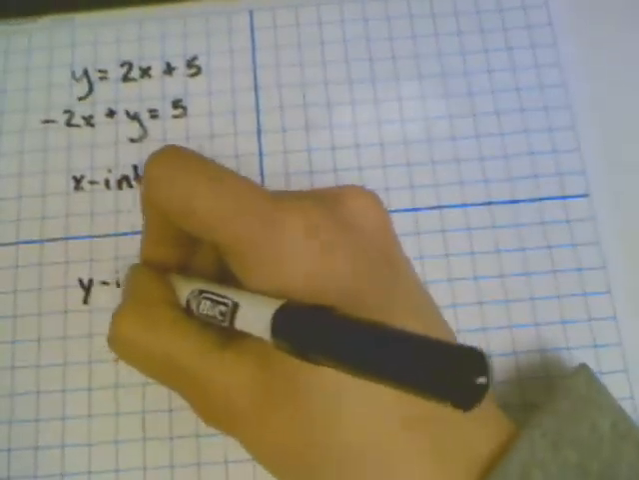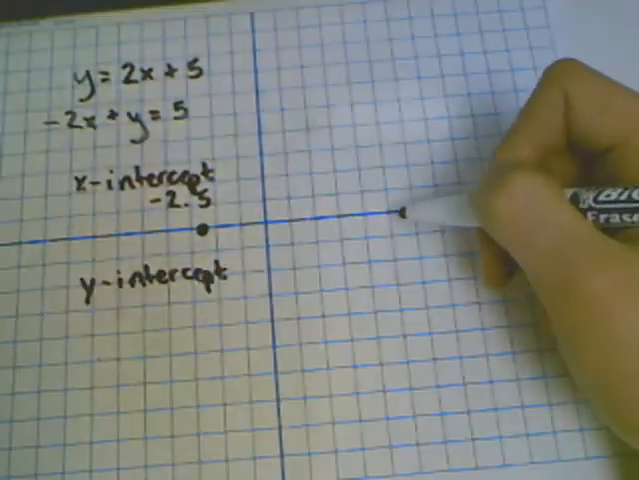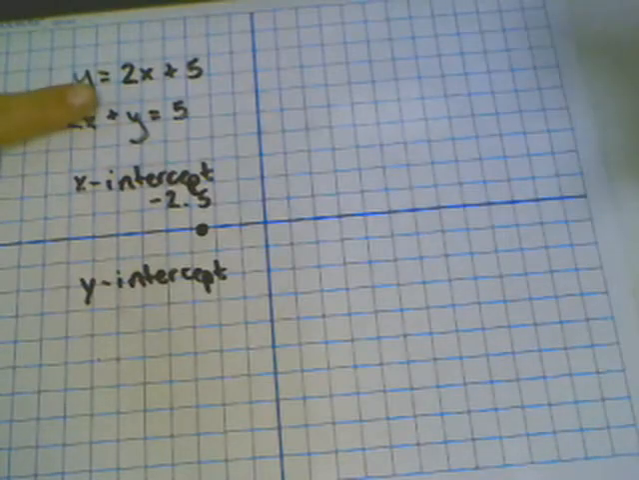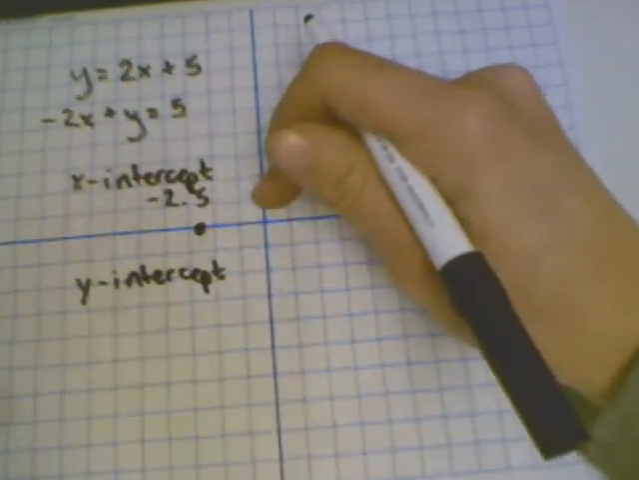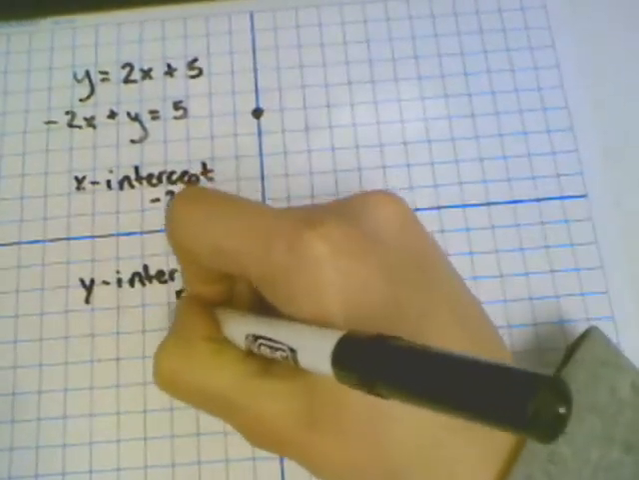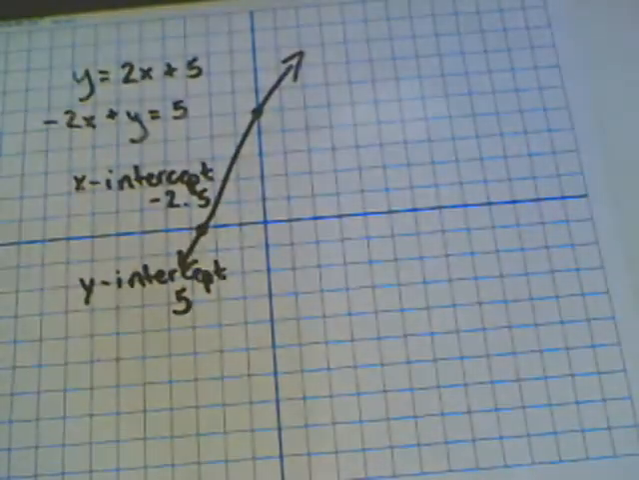To figure out the y-intercept of this line, I'm going to plug 0 in for x. If x is 0, I get the equation y equals 5. Whoop, I'm done. y is 5. 1, 2, 3, 4, 5. So I get this point right here. Connect these two with a line, and there's the graph of this equation.